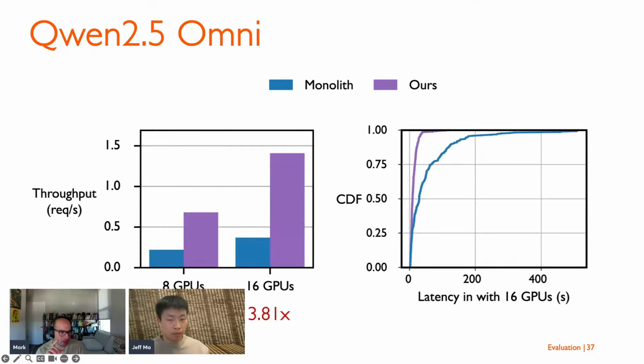Just to be clear, the monolith implementation, is this just using vLLM, basically out of the box with their encoders? Here we are using Hugging Face transformers that we implemented, because vLLM didn't have multimodal output capabilities. Oh, I see. Okay. So you're benchmarking against yourself, but with a weaker baseline on the monolith. Okay, got it. Yes.